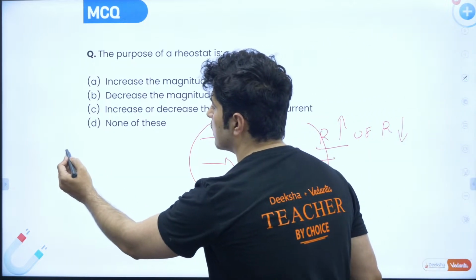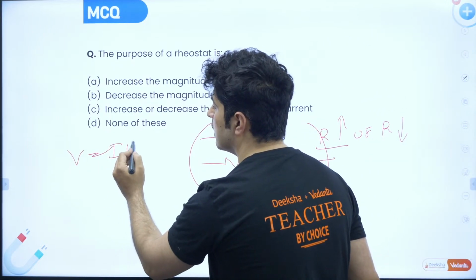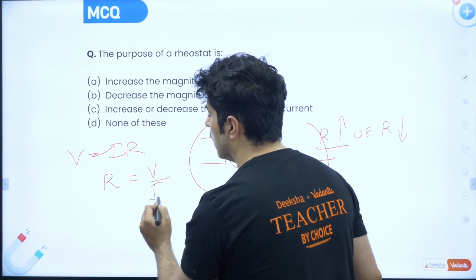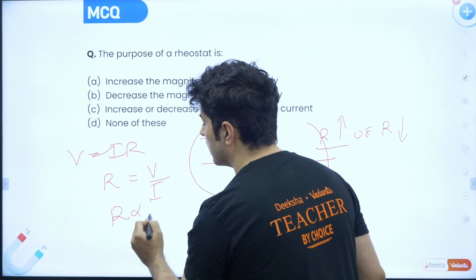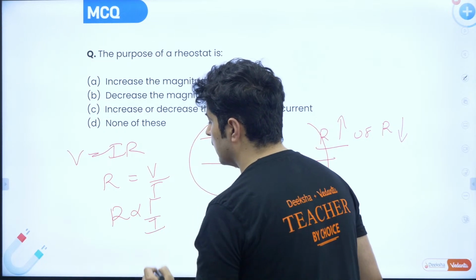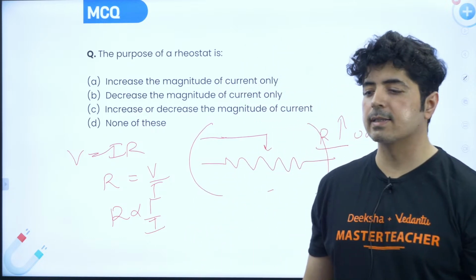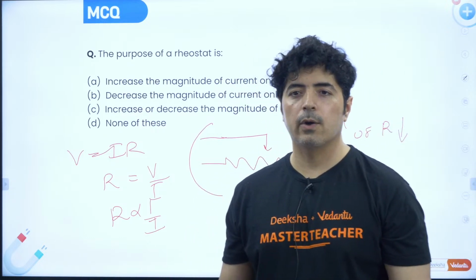Why? Because we know that V is equal to IR and R is equal to V by I, or R is proportional to 1 by I. It means if current is more, resistance is less. If resistance is more, current is less. All right, this is how it is done.